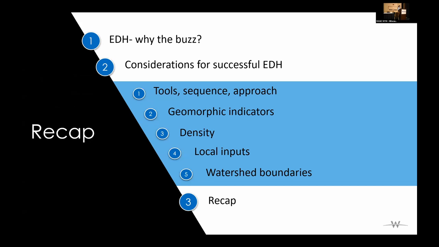All right, so as a recap, considerations for EDH, you likely have all heard of these things before, but consider density, consider the method or the algorithms that are used. The geomorphic indicators become key to anything that we're doing when we're talking about EDH. Your local inputs are going to make the difference between a good data set and a great data set. And finally, watershed boundaries. Have them on your radar and make sure that they are part of what your overall deliverables are.